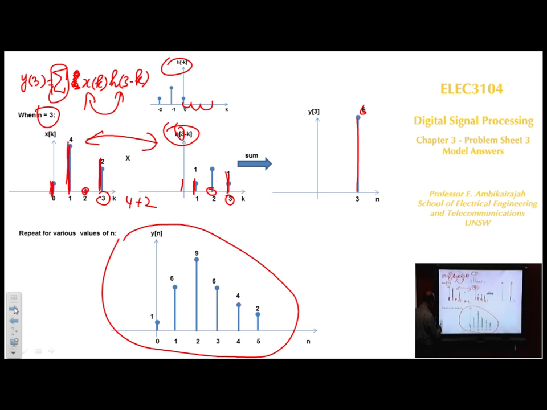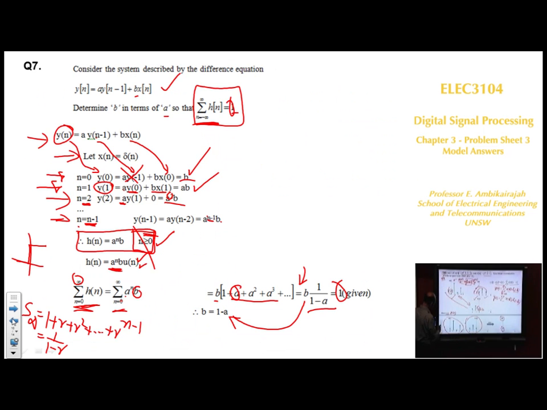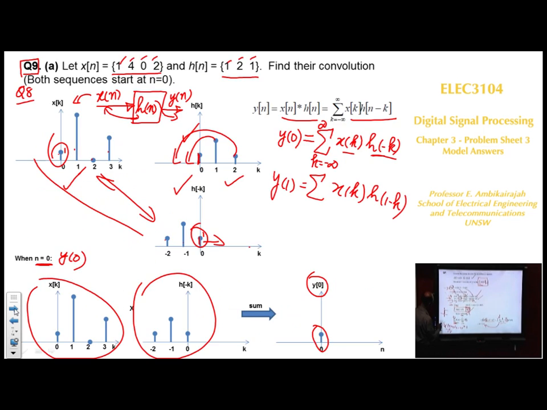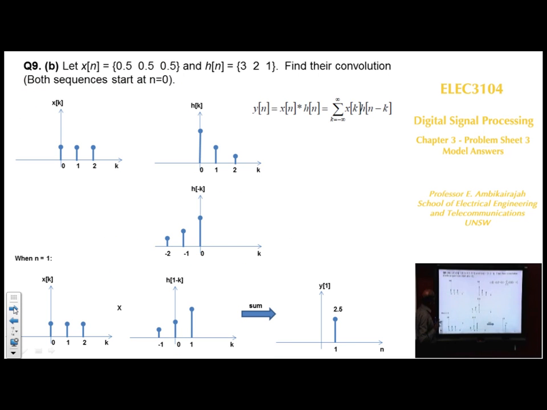So you will find that if you start with 1, 2, 3, 4, 5, 6, 7 values, when you do the convolution, you will end up with 7 minus 1 value, which is 6 values: 1, 2, 3, 4, 5, 6. Convolution always gives you 1 less. You can try any convolutions. Okay, so let's move on to the next question.